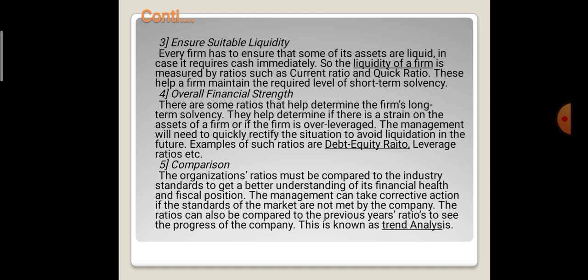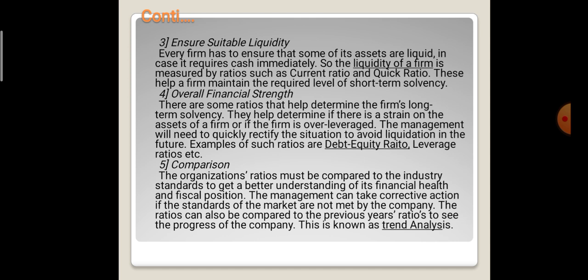There are some ratios that help determine the firm's long-term solvency. They help determine if there is a strain on the assets of the firm or if the firm is over-leveraged. The management will need to quickly rectify the situation to avoid liquidation in the future. Examples of such ratios are debt equity ratio, leverage ratio, etc.